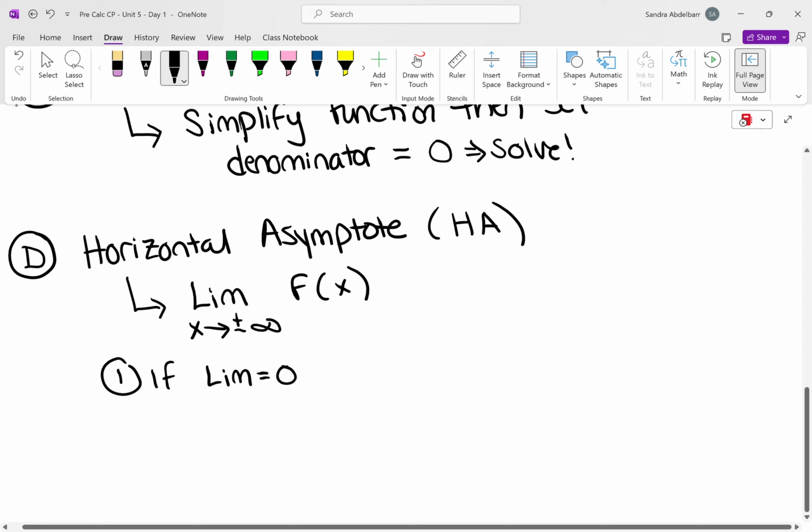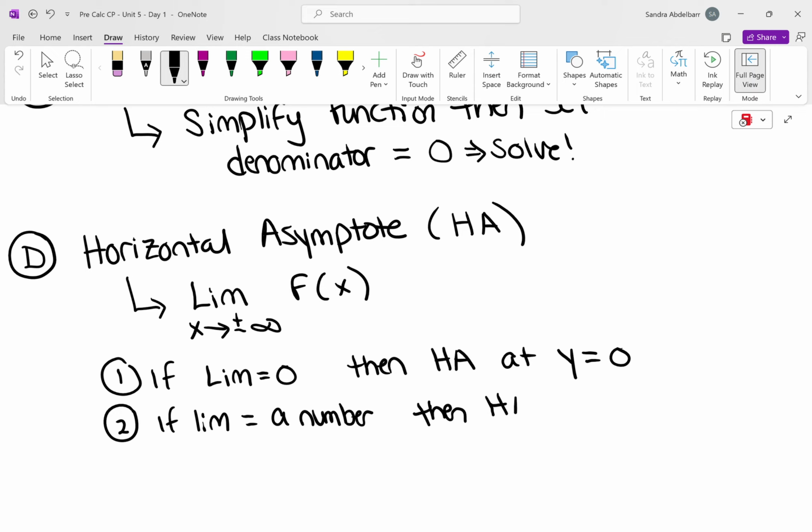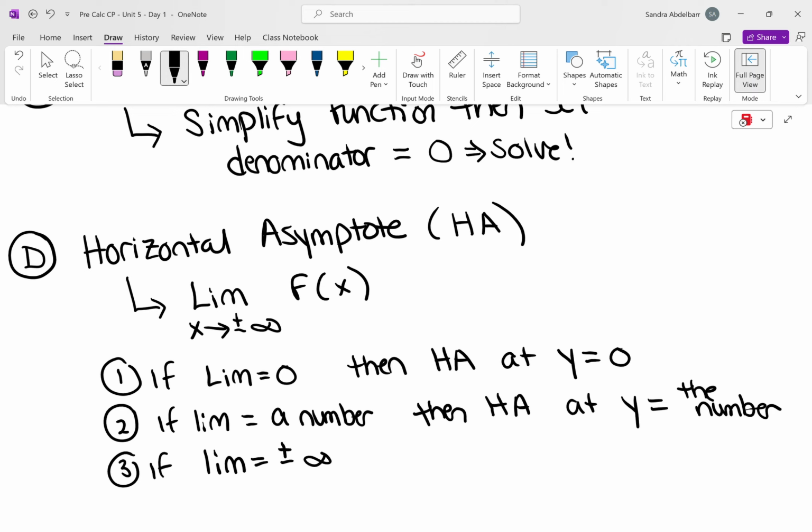If the limit is equal to 0, then there is a horizontal asymptote at y equals 0. If the limit equals a number other than 0, then we will have a horizontal asymptote at y equals that number. If the limit is equal to plus or minus infinity, then there is no horizontal asymptote. I'll let you catch up.